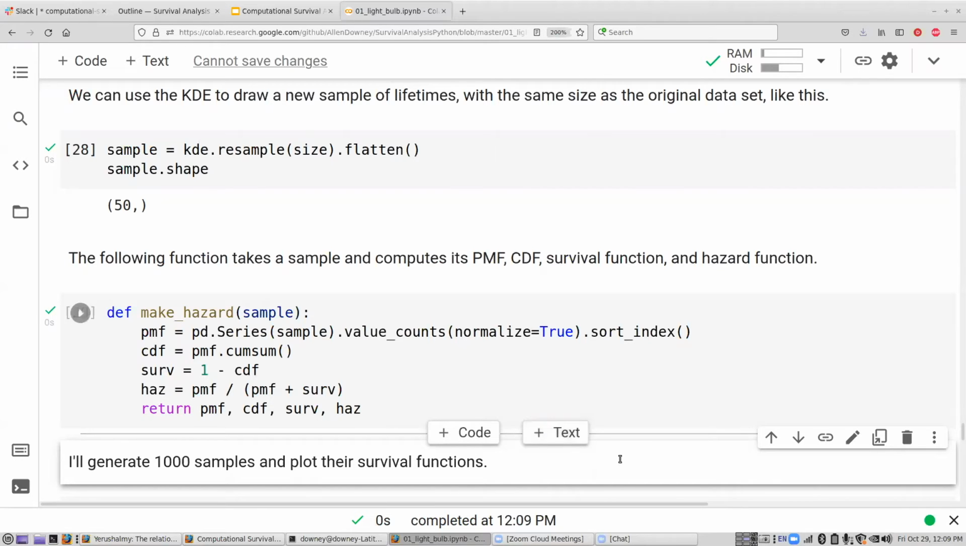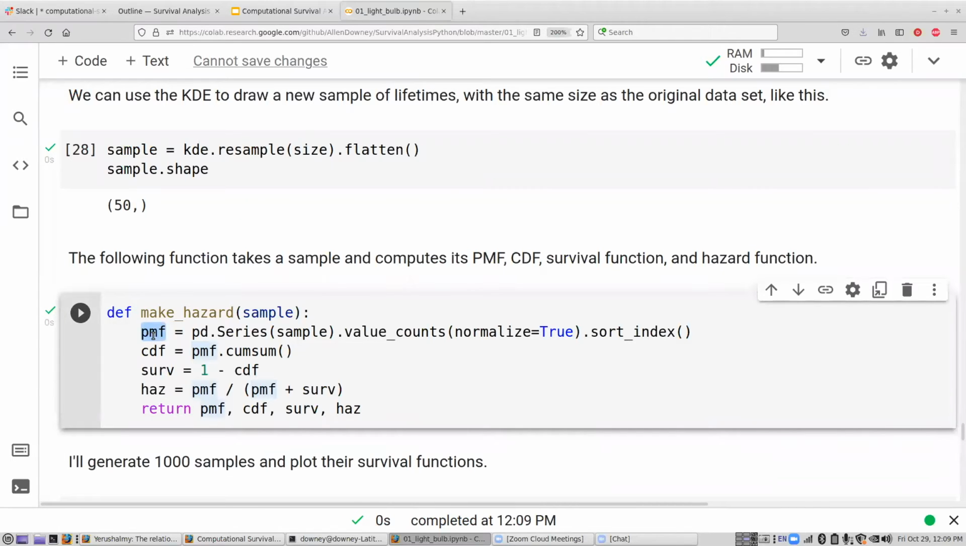I have a function here that is called make hazard. And what it does is it computes the PMF of the synthetic sample, the fake data. Then it computes the CDF, the survival function, and the hazard. So this is kind of like everything we've done so far, stuffed into one function. And it returns all 4 of them.